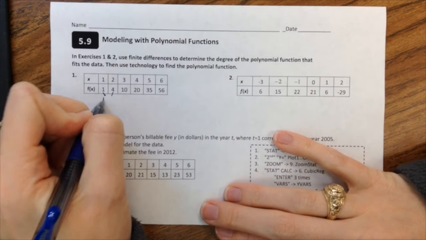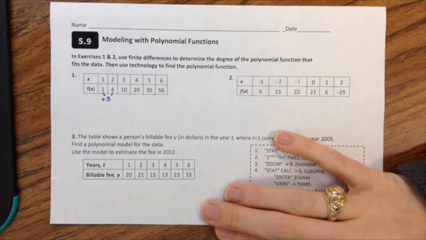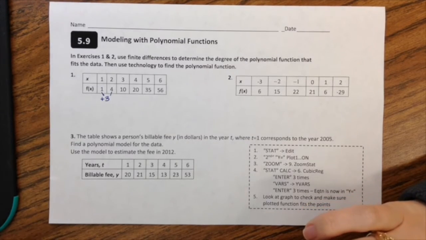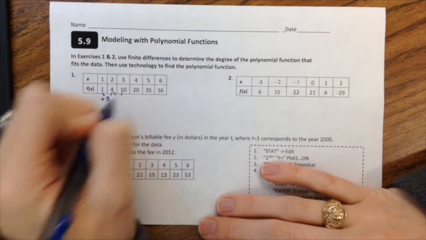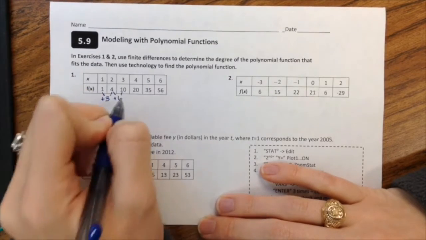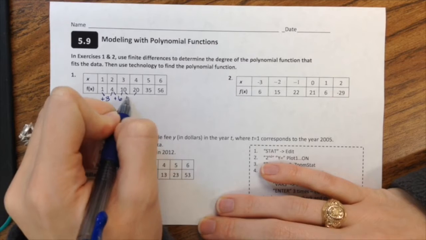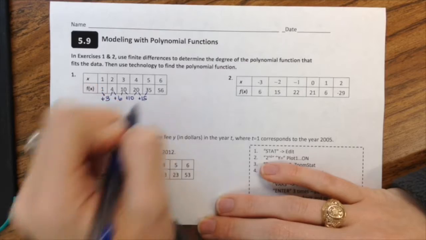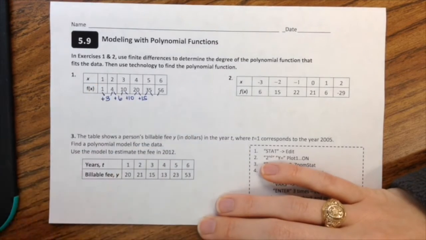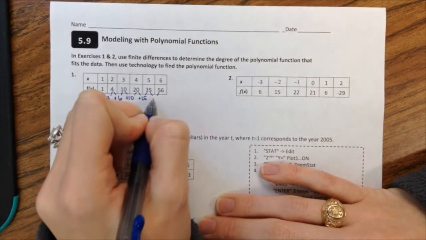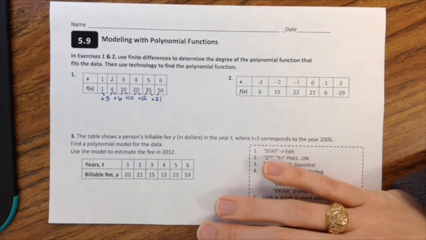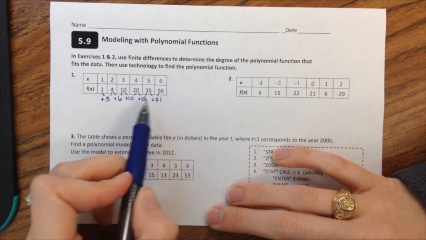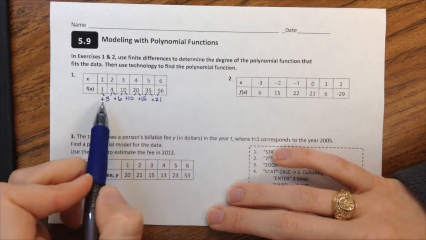And so from 1 to 4, I go plus 3. And the signs are important because you'll just see that later. The signs are important. So include a positive or a negative if you're adding or subtracting. 4 to 10 plus 6, 10 to 20 plus 10, 20 to 35 plus 15, 35 to 56 plus 21. Now, those numbers aren't all the same number. It's not changing at a constant rate. So because it's the first time we counted, it's not linear.